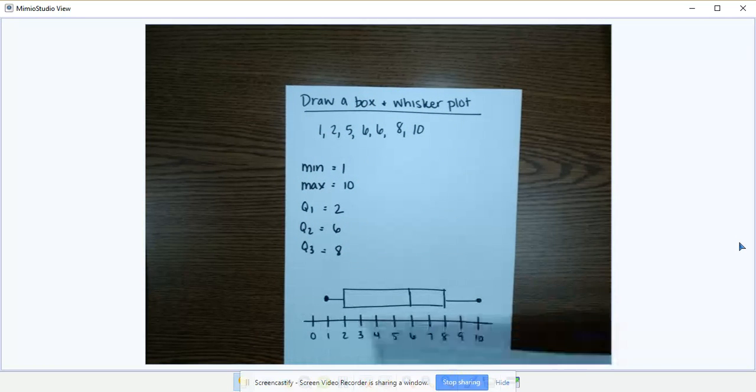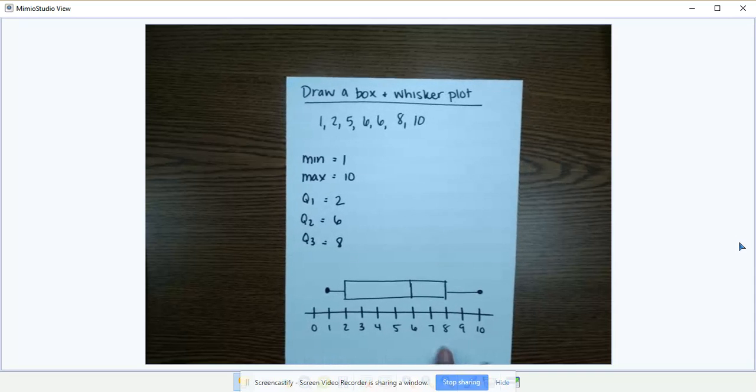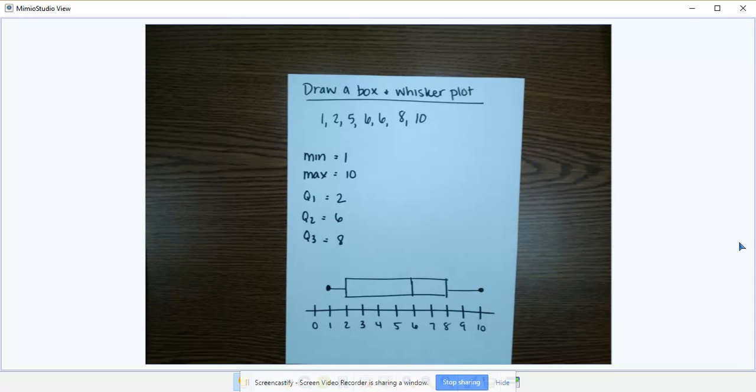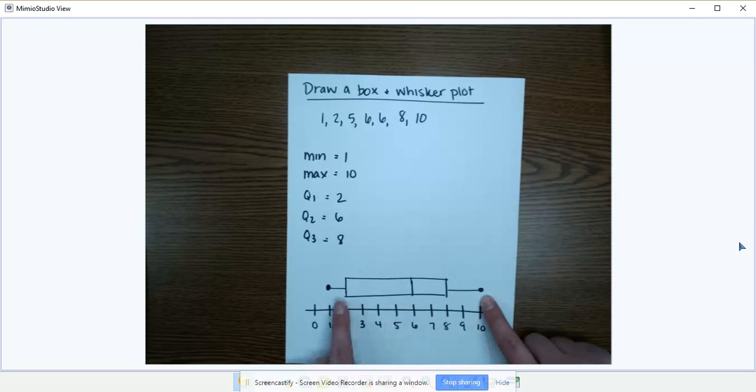You put that on a number line and graph it. We want to make sure we number our number line so that we have some sort of idea where we're starting and what our intervals are going. I just went by ones, minimum, maximum. There's Q2, our median is 6, Q1 is 2, and then our third quartile is up at 8.